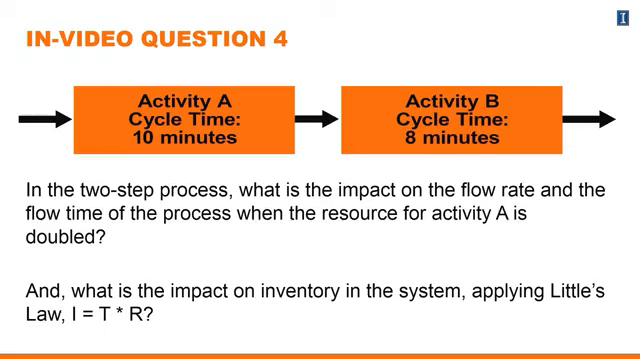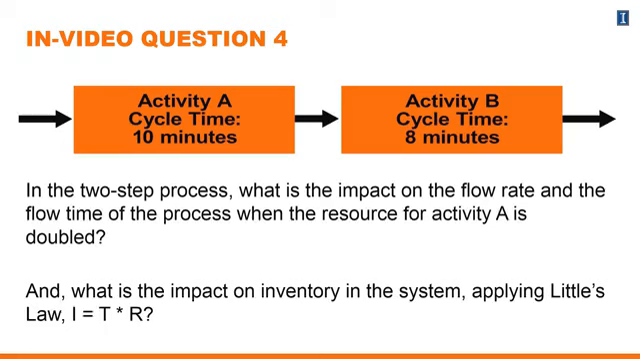What I'd like you to think about is what is the flow rate of the process and what is the flow time of the process in the current condition, and also when the resource for activity A is doubled. So right now you have one person or one machine being used for activity A, and what if we were to double that? So I'd like you to think about that.